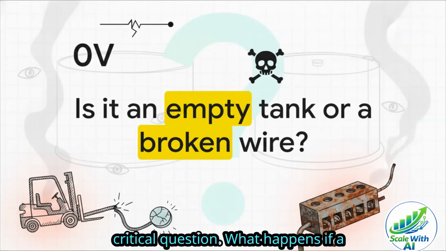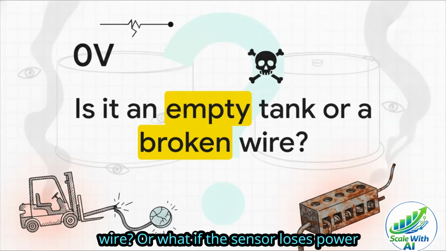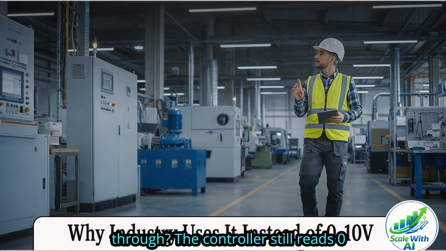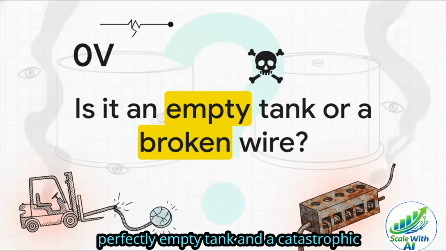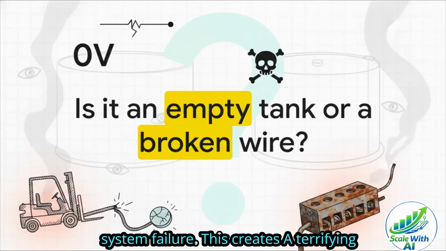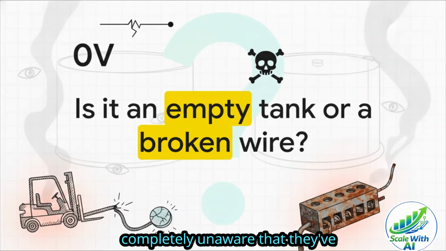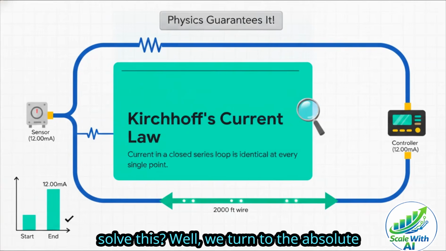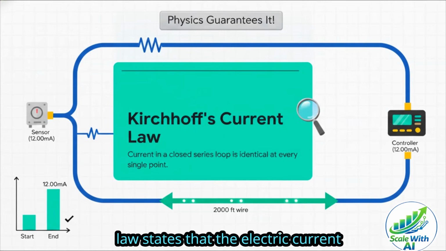What happens if a forklift accidentally snaps the signal wire? Or what if the sensor loses power? Or a terminal just rusts completely through? The controller still reads 0 volts. It cannot distinguish between a perfectly empty tank and a catastrophic system failure. This creates a terrifying blind spot where your safety systems are completely unaware that they've essentially lost their eyes. So, the crucial point is, how do we actually solve this? Well, we turn to the absolute laws of physics. Enter our hero, Kirchhoff's current law.